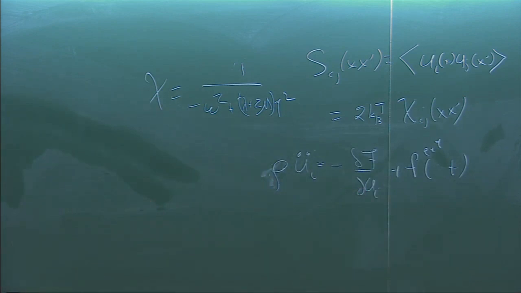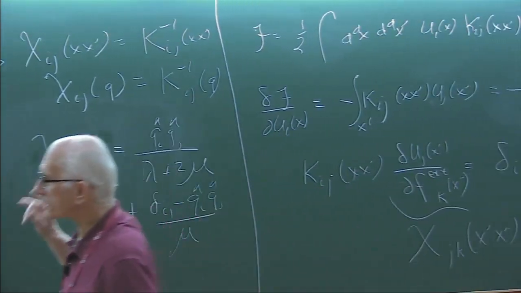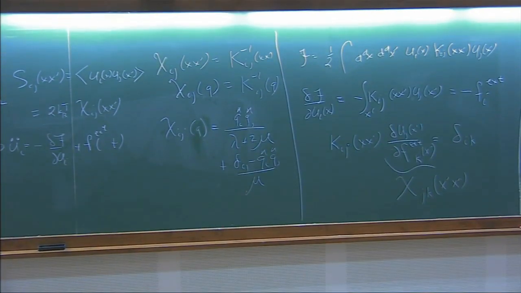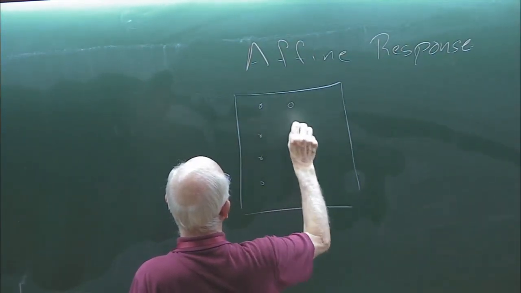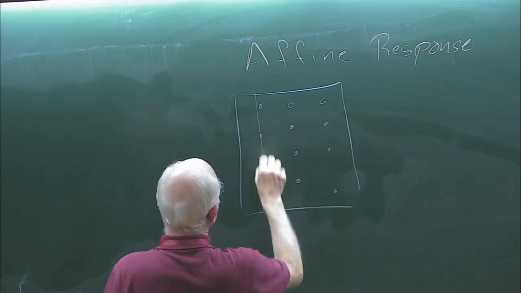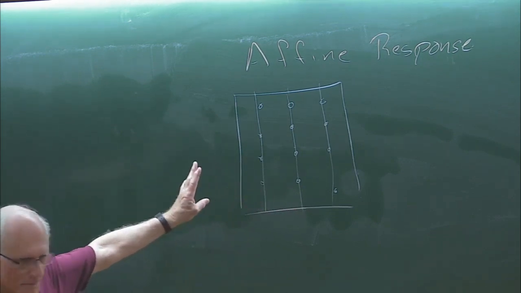Now, if we just have the harmonic elasticity that goes with this equation, then you will automatically get what's affine response from that equation. So what is affine response? If I have a set of points, I'm going to represent them now as being points on a grid. Etc. I just draw lines through here like that. So this is a lattice if you wish, but I'm just picking out a set of points.